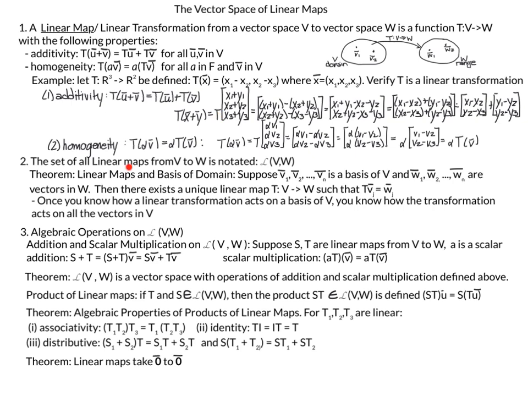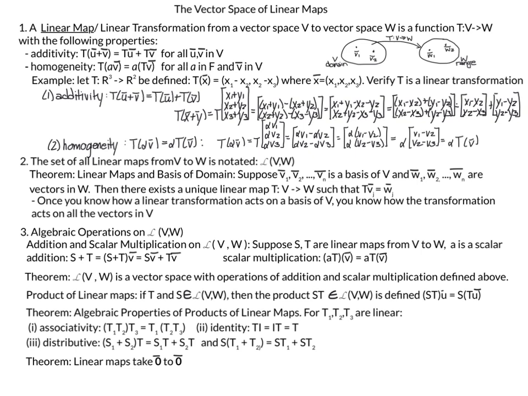Now we look at the set of all linear maps from V to W, and we notate that with the script L. So we have our linear L for linear maps from V to W. We have this theorem, linear maps and the basis of domain. So suppose V1, V2 up to Vn is a basis for vector space V, and W1, W2 up to Wn are vectors in W. Then there exists a unique linear map, T going from V to W, such that T of Vj is equal to Wj.